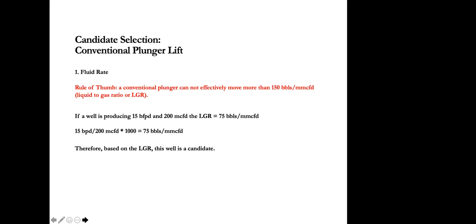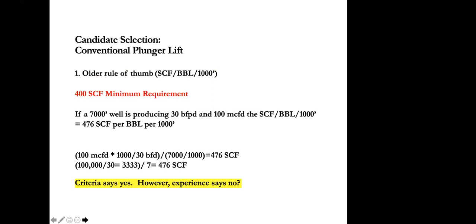So I'll give you an example here. A well making 100 MCF a day and 30 barrels of fluid. If you use that same calculation, that would come up to 476 SCF per barrel per 1,000 feet of lift. The criteria for that calculation says that, yes, it would be a candidate.